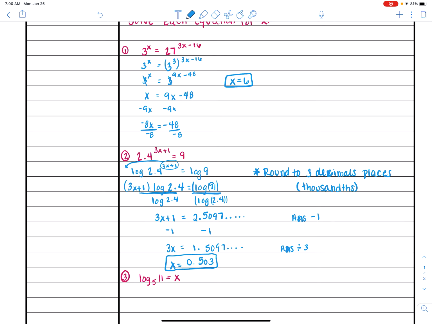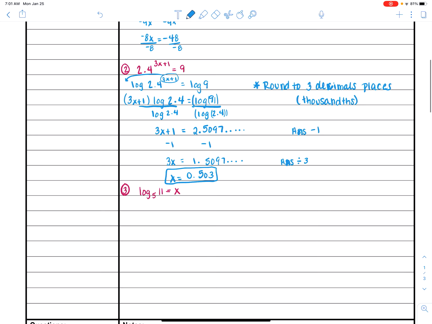So a couple of things happened in that problem. I can't get the same bases for my exponents, so I take the log of both sides. Then do not round throughout the problem because it's going to mess up your final answer. So you hold everything you have, and round to 3 decimal places at the end. Okay? All right, example number 3.